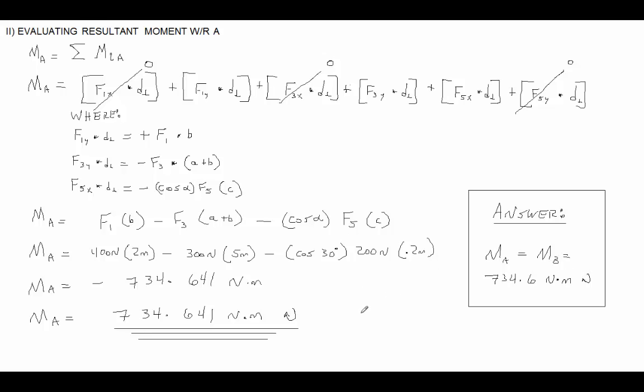So to sum up, couples are two forces with parallel lines of action, equal magnitude, and opposite sense. They only produce a rotation or a moment, and the value of that moment is one force times the perpendicular distance between the two forces.